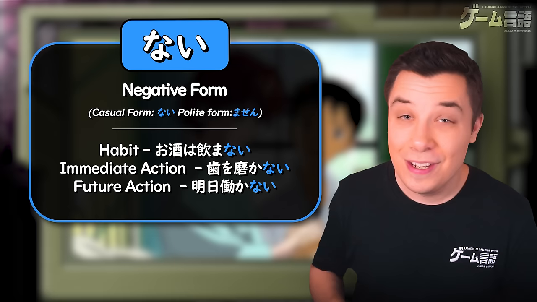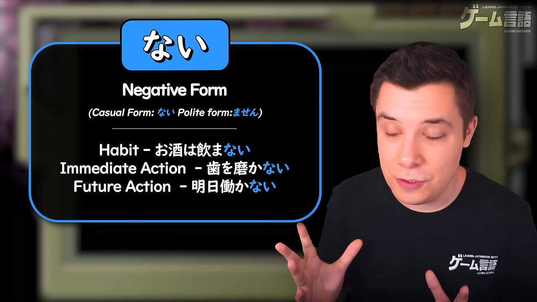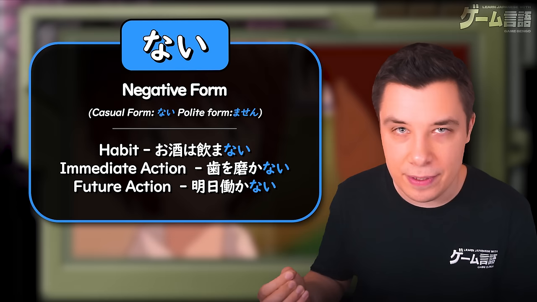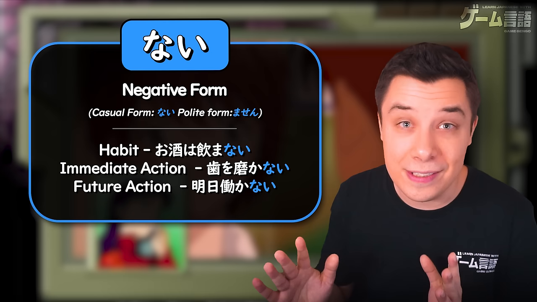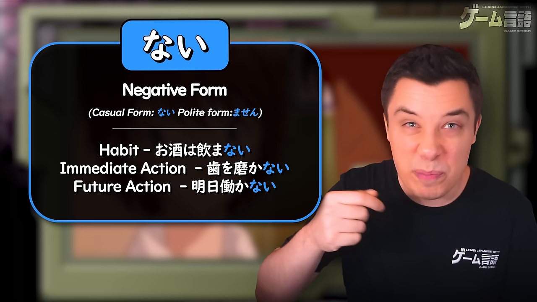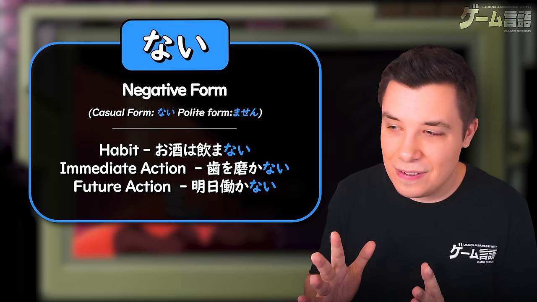So the negative form of verbs in Japanese, here known as the nai form, can be used in lots of different situations. For example, it could be used to express a habit that you don't do. お酒は飲まない. I don't drink alcohol. So this is talking about always. It's a habit. It can be used for an immediate action, like something right now. 歯を磨かない. So I don't brush my teeth, like right now. Or it could even be used to talk about a future action. 明日働かない. I don't work tomorrow. So this is the same as the dictionary form where it can be used in these three different situations, as well as many other uses of the nai form that you'll see.